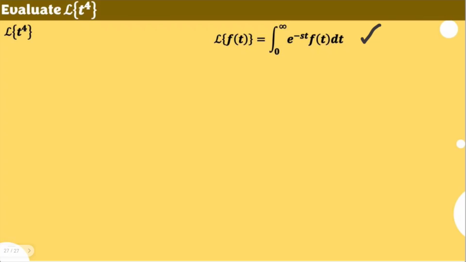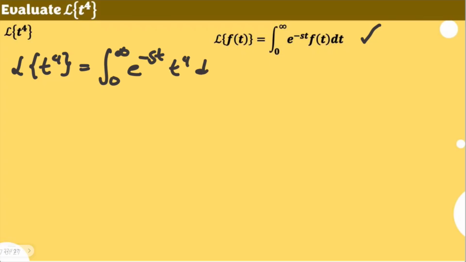So basically, we will have the Laplace transform of the function t to the power 4 equivalent to the integral from 0 to infinity of e to the power of negative st times t to the power 4 dt. Take note, this is what we're trying to show. When you look at this form, we're going to use integration by parts. The first step is the identification by LATE.